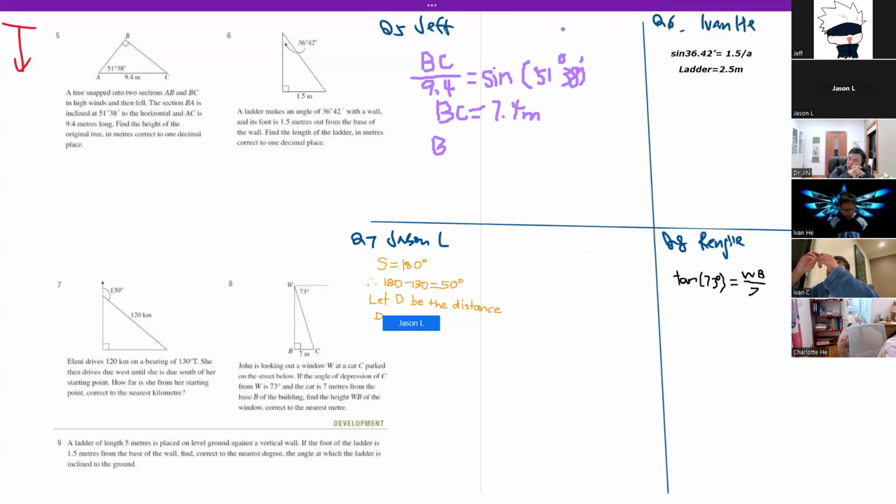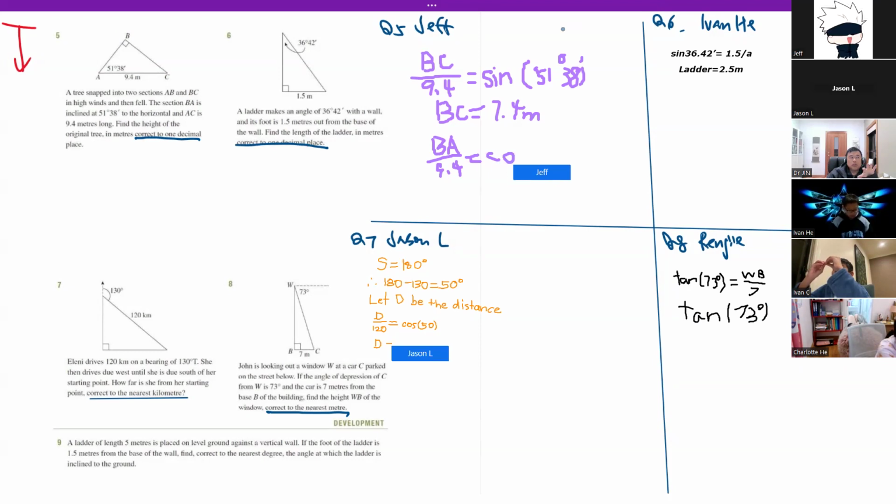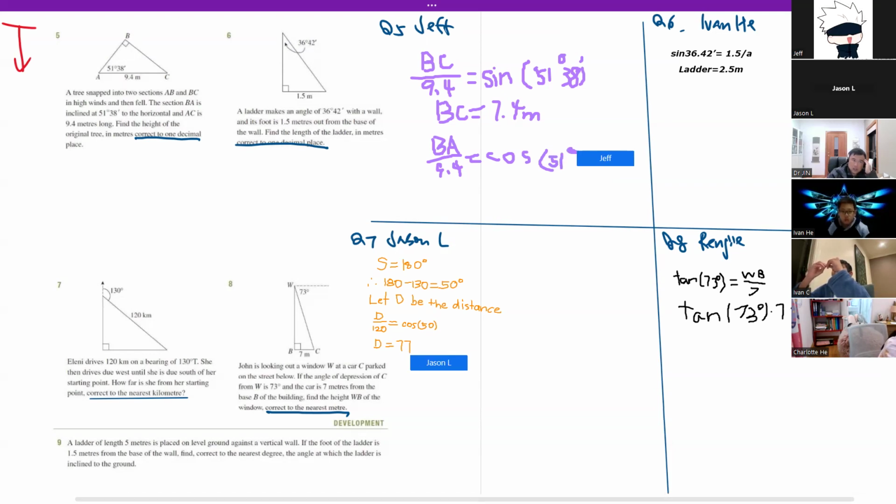So for this question, a few things I just want to comment on. For example, everybody will have a rounding requirement. So this is correct to 1 dp, correct to 1 decimal place, correct to nearest kilometer, correct to nearest meter. Now, just taking the example of Jeff's question, question 5, because it's a 1 decimal requirement, we just need to get the theory correct.